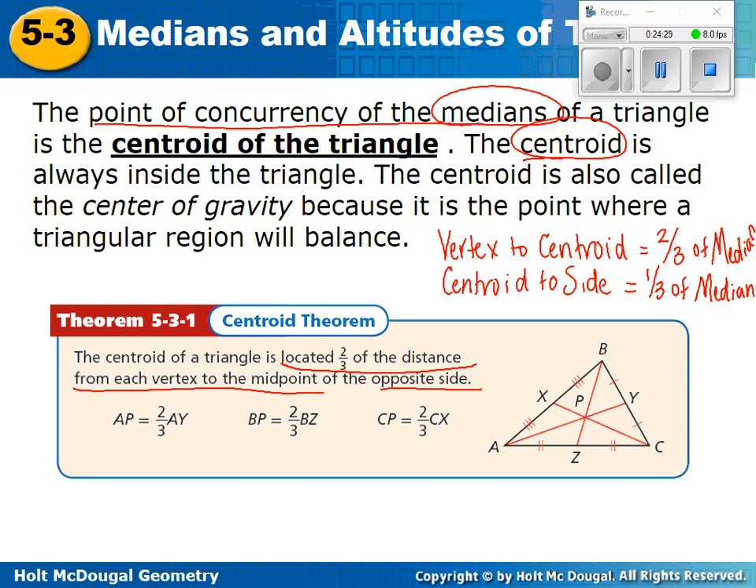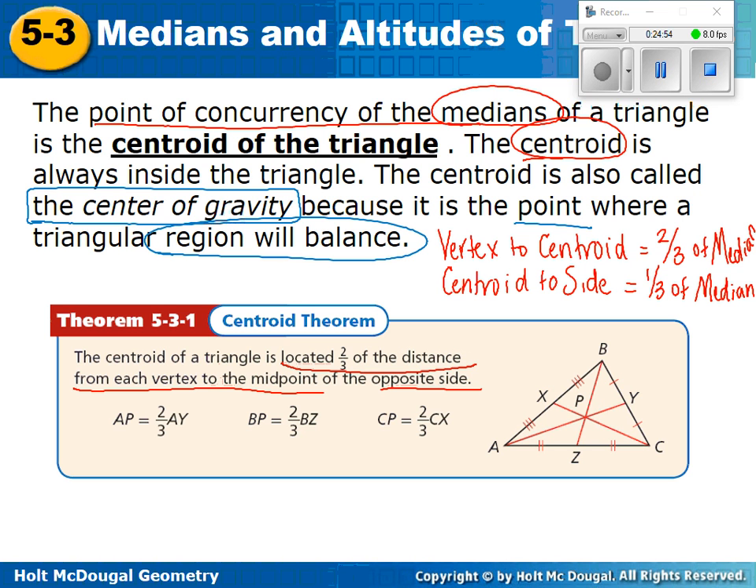The centroid is the most special out of the 3 that we've learned so far. The centroid is directly in the center. Centroid, center. It is also called the center of gravity. It is the point where your region will balance.